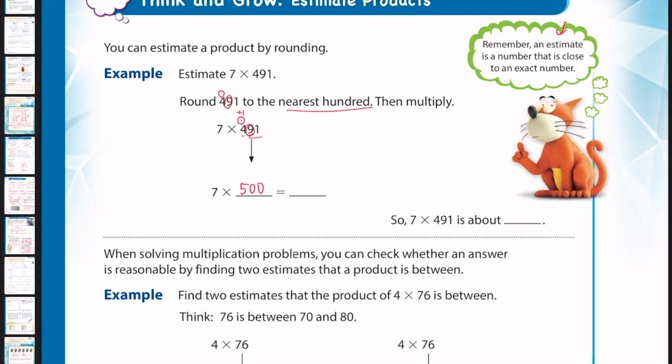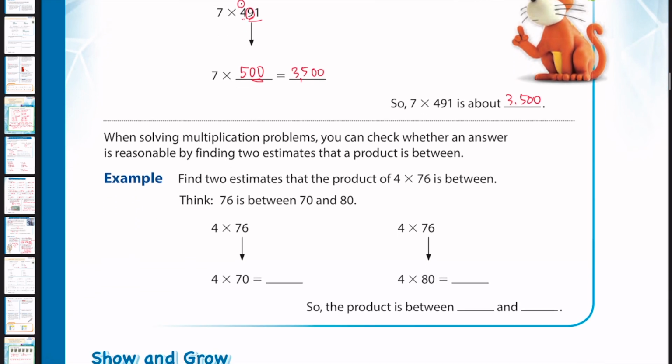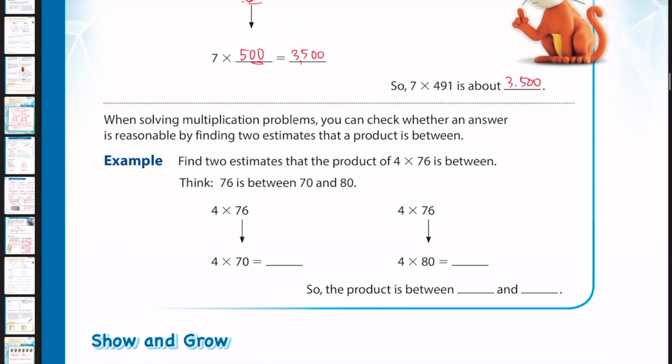So 7 times 5 is 35. And I'm going to add 2 more zeros. So 7 times 491 is about 3,500. All right. When solving multiplication problems, you can check whether an answer is reasonable by finding two estimates that a product is between.